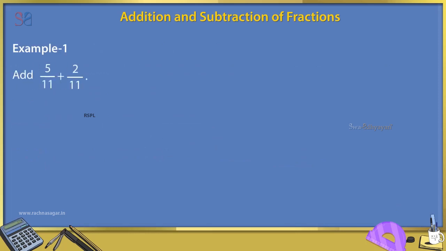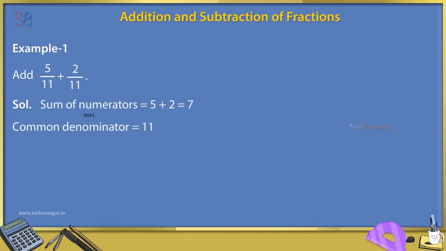Example 1. Add 5/11 plus 2/11. Solution: sum of numerators is equal to 5 plus 2, which is equal to 7. Common denominator is equal to 11. Fraction is equal to 7/11. Thus, 5/11 plus 2/11 is equal to 7/11.